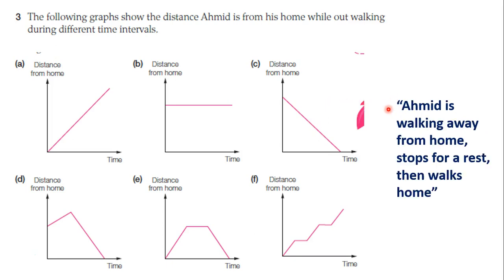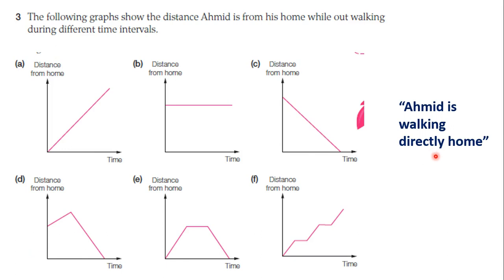Next one, Ahmed is walking away from home, stops for a rest, then walks home. So he's at home, he's walking away, he stops and then walks home. So he'll walk in the opposite direction. So it must be this one. Walks away, stops for a while, and then goes back home.